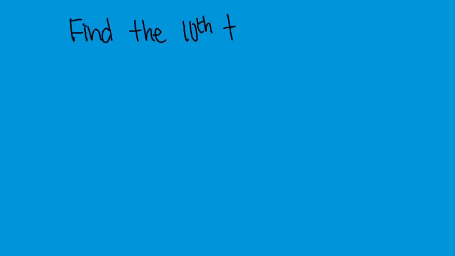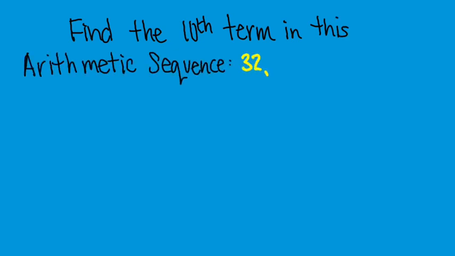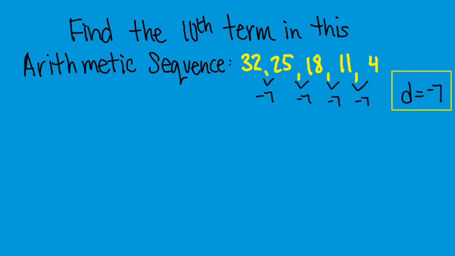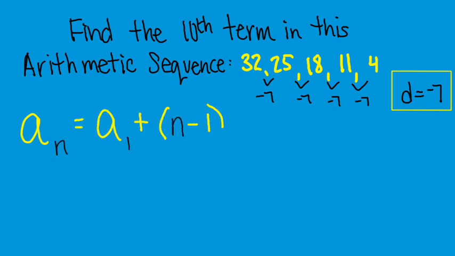Okay, let's find out how I use that formula that we just looked at. Let's find the 10th term in this arithmetic sequence. First, we want to find our common difference. Well, actually, first I want to write down my formula again. And then I look at my common difference, which is negative 7. Now, writing down my formula again, I already know what d is, so I can replace the d with negative 7.